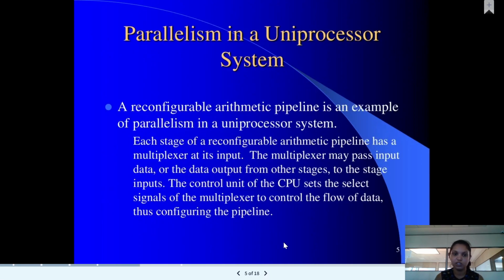Parallelism in a uniprocessor system. A reconfigurable arithmetic pipeline is an example of parallelism in a uniprocessor system. Each stage of a reconfigurable arithmetic pipeline has a multiplexer at its input. The multiplexer may pass input data or the data output from the other stages to the stage inputs. The control unit of the CPU sets the select signals of the multiplexer to control the flow of data, thus configuring the pipeline. So this was all about parallelism in a uniprocessor system.